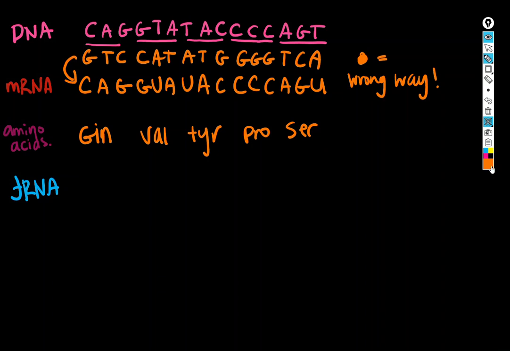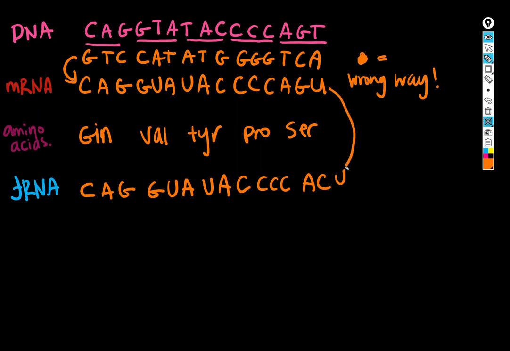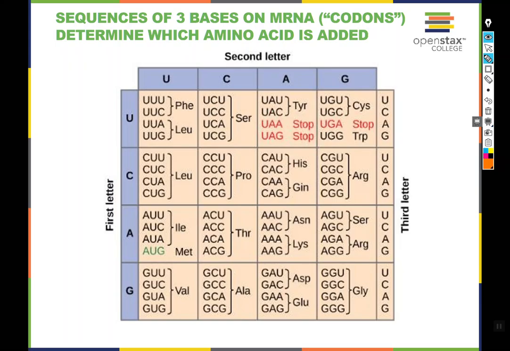Also, remember how I said that the quick and dirty trick to deriving your tRNA sequence is by replacing all the T's with U's in the DNA? So if I were to do that for this, I'm going to get C, A-G-G-U-A-U-A-C-C-C-C-A-C-U. Oh, look. These two things are the same. So, a way to avoid this mistake is once you do your mRNA, check and make sure that it's not just the DNA with the T's replaced with U's, because that means you did it wrong. Okay? All right. So, let's trash that stuff and go back to our chart.